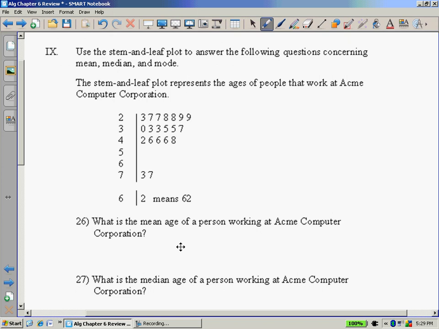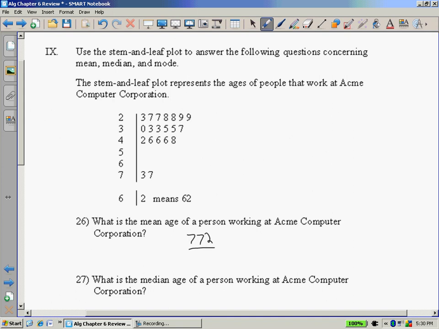So essentially, we're going to add 23 plus 27 plus 27 plus 28 plus 28 plus 29 plus 29 plus 30 plus 33 plus 33 plus 35 plus 35 plus 37 plus 42 plus 46 plus 46 plus 46 plus 48, then plus 73 plus 77. And that's going to give me a sum of 772.